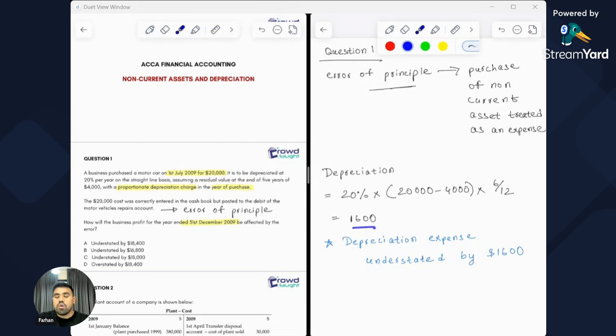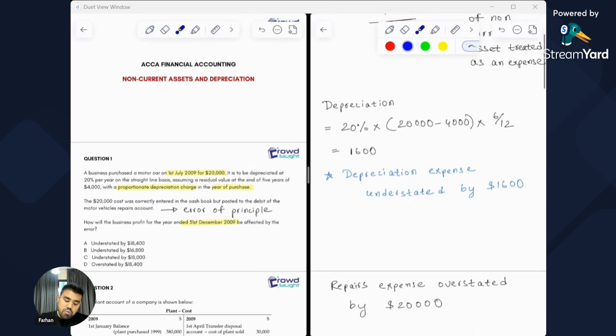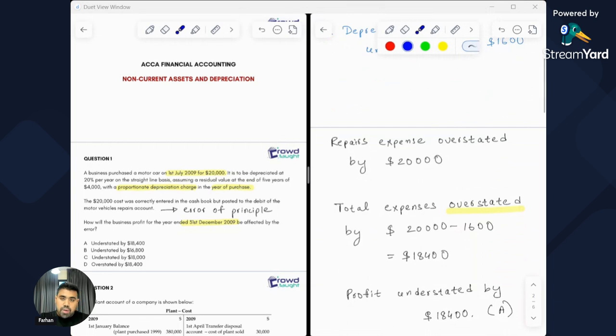Now, because we have failed to include the cost of the non-current asset in the books, therefore we will also fail to include the depreciation expense that we would have incurred. And that amount is $1,600. So in the books, we would be understating depreciation expense by $1,600. Okay? Now, let's move on to the repairs expense.